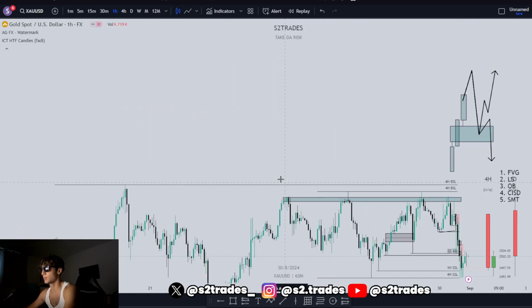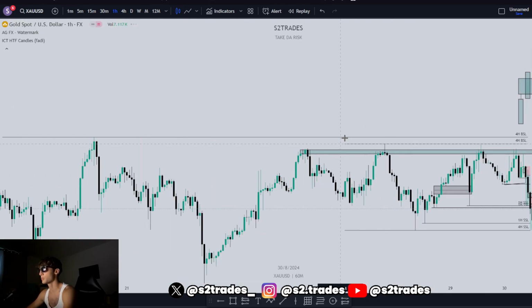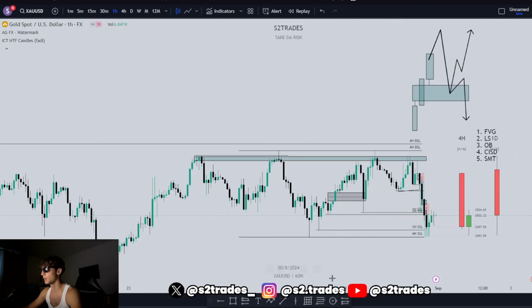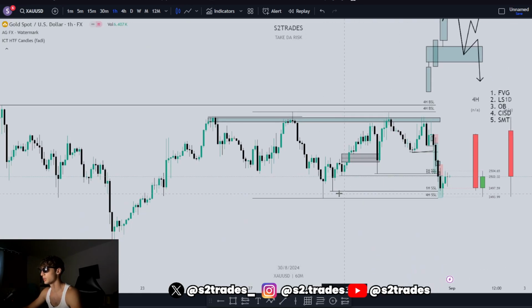Liquidity sweeps, okay? Liquidity sweeps are just prominent highs that have a resting order. This is a buy side liquidity. This is a buy side liquidity. These are buy side liquidities. Right here, this would be a buy side liquidity that got swept. And these are sell side liquidities.